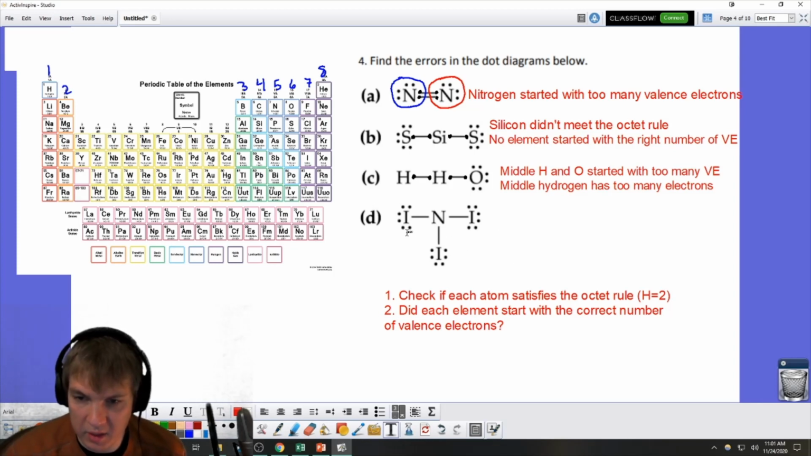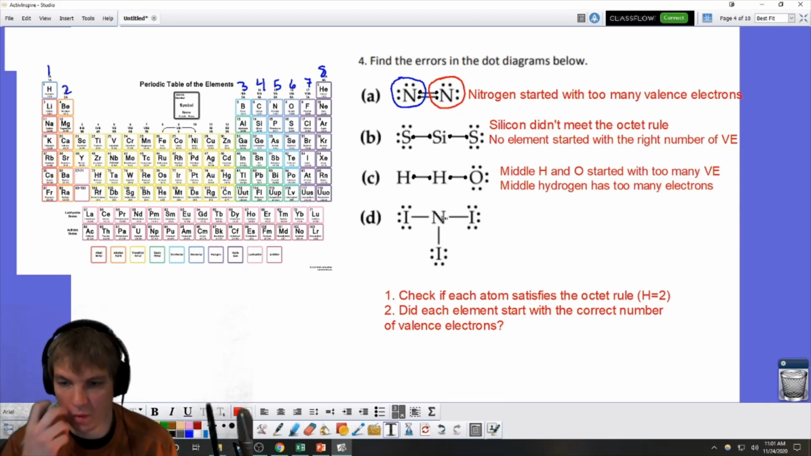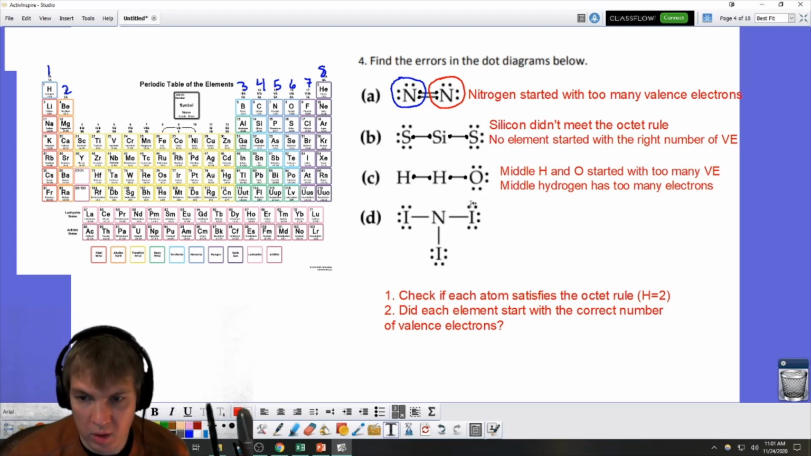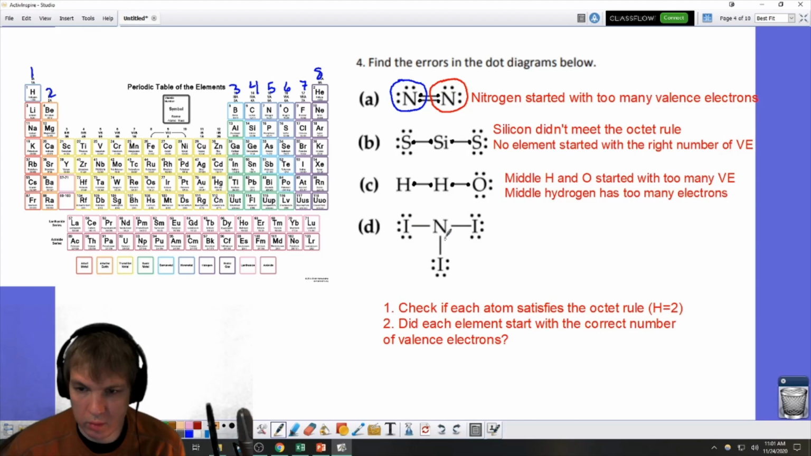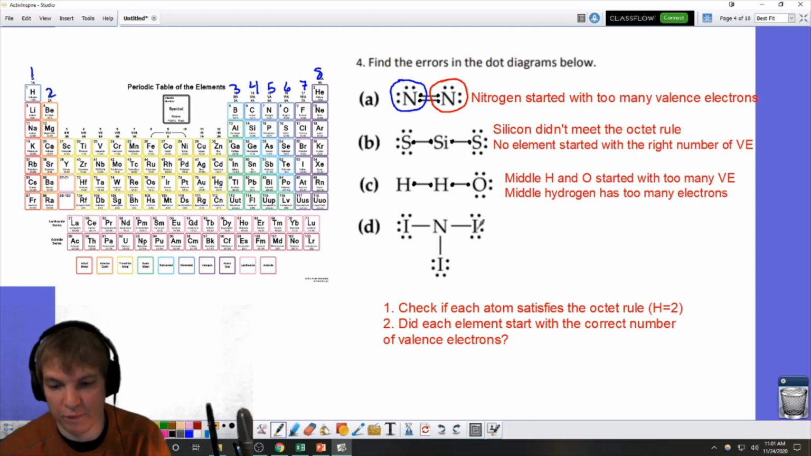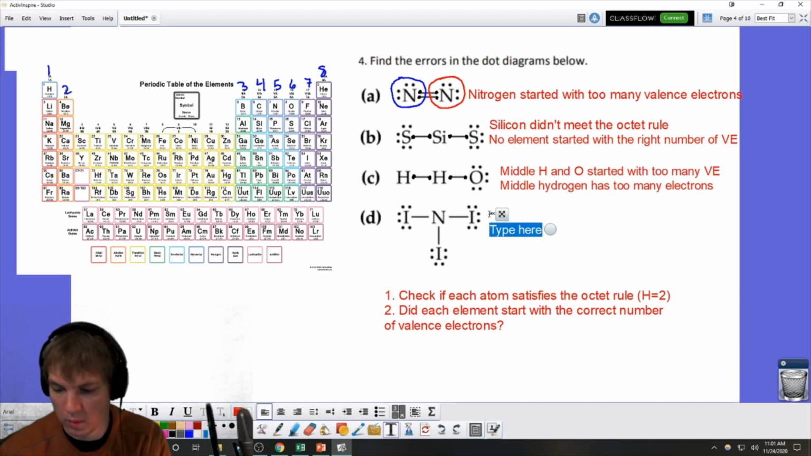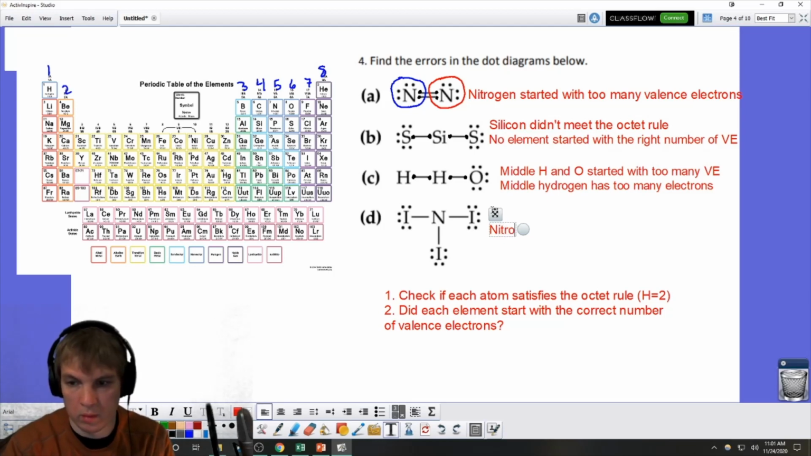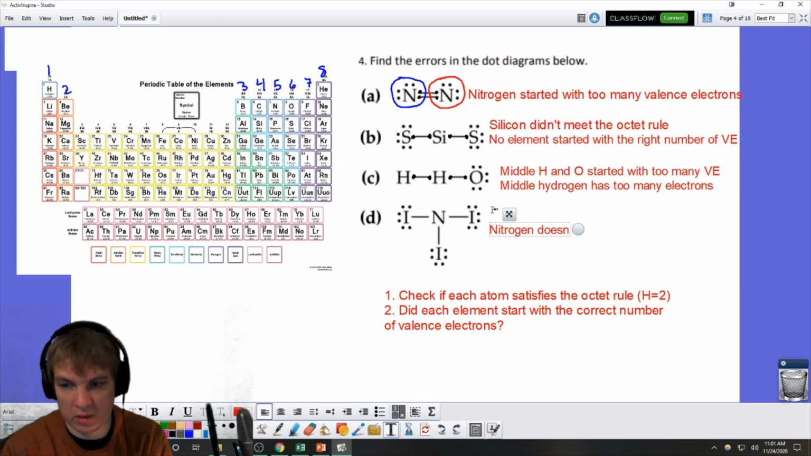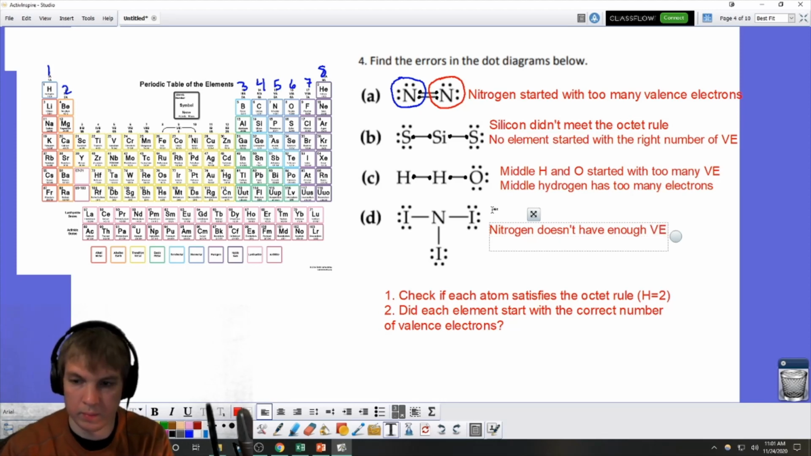All right, finally, 4D, we want to find all of the errors. Iodine doesn't meet the octet rule. 1, 2, 3, 4, 5, 6, 7, 8. Looks good. Nitrogen, however, only has 1, 2, 3, 4, 5, 6. So that's the first problem. Nitrogen doesn't have enough valence electrons.